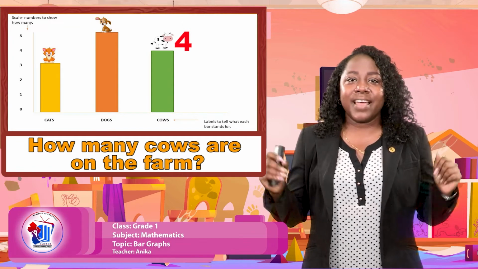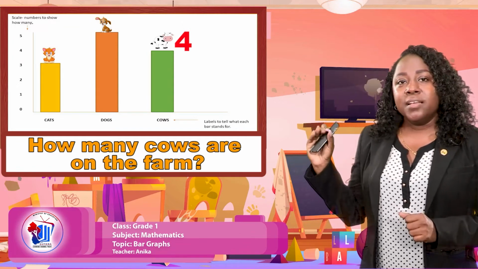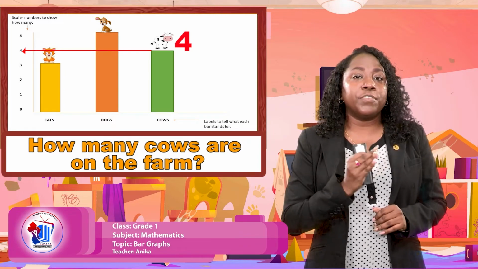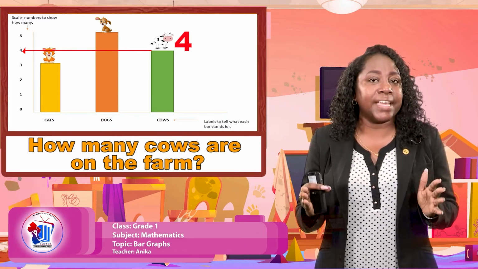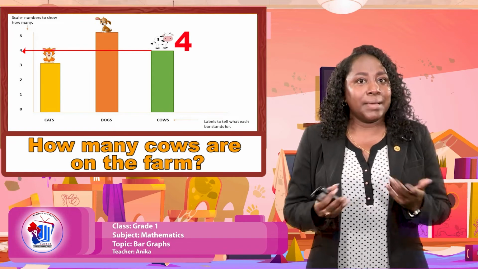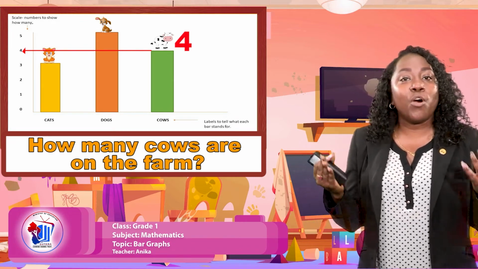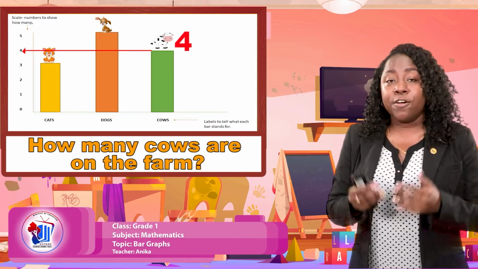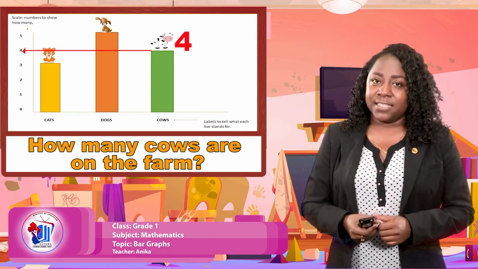4? All right, let me check to see. So I'm going to draw the arrow from the top of the bar straight over to the score to see if it's in line with the number 4. And I'm seeing it's there. So awesome. If you have the answer 4, or you said 4 cows, that's correct.